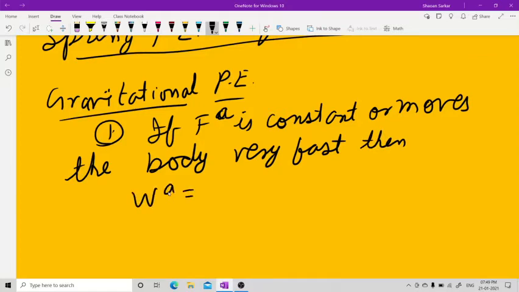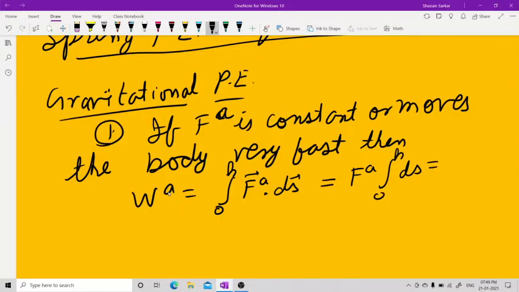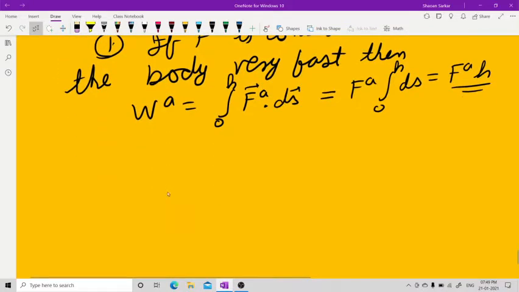W applied is the integral of Fa dot ds. Now it will go from 0 to h. This is Fa, which will move out, ds, removing the dot product. This will be Fa into h, the height obtained. Okay, now suppose I take it very slowly.